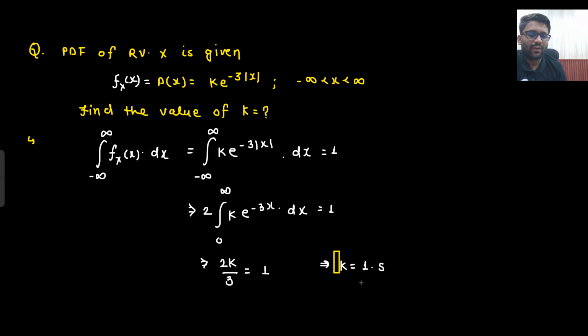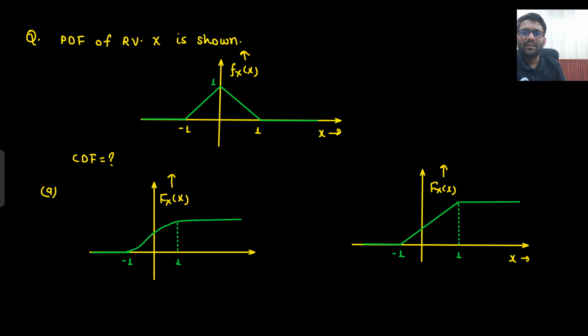Very simple. Whenever you need to find any constant value, just remember the area under the curve is 1. So calculate the area and equate that to 1. So the area was coming out to be 2k by 3. That should be equal to 1. So k is 1.5.